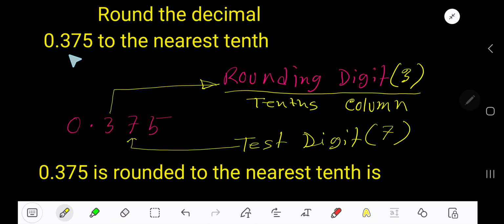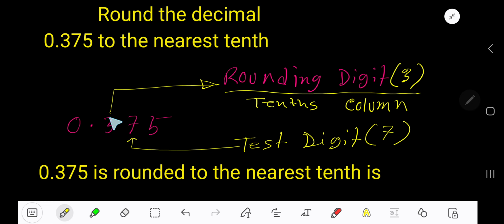Round the decimal 0.375 to the nearest tenth. We need to identify the rounding digit and the test digit. Look, this column is called the tenths column. This column is called the hundredths column. This is the thousandths column. So, nearest tenth.